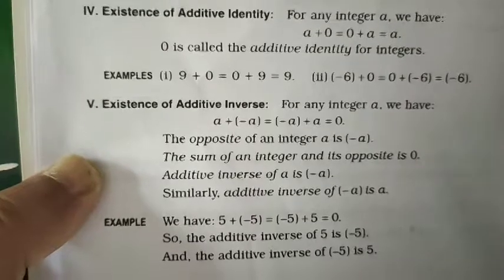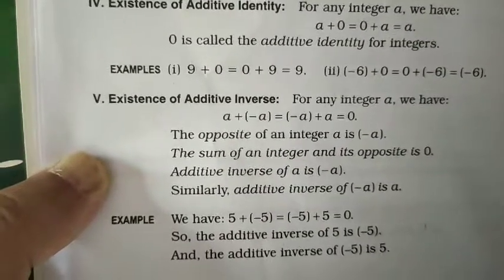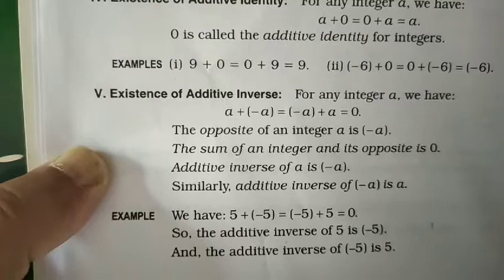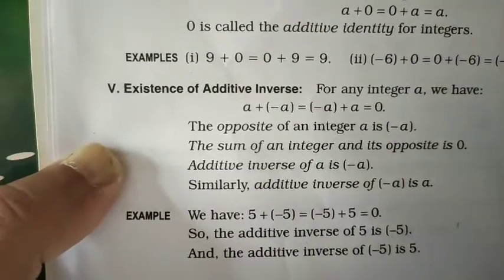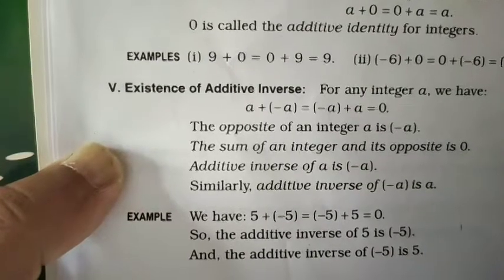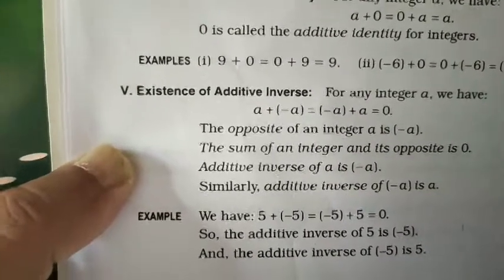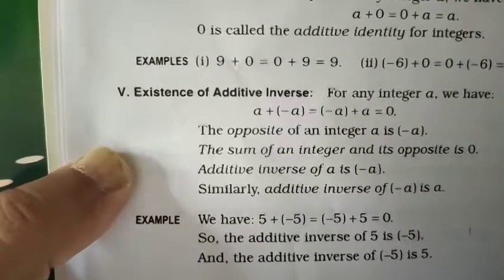Existence of additive identity. For any integer, let us say 5, when we add 0, it will give us the same result. Let us say 5 plus 0 or 0 plus 5, it will give us the same result. So 0 is the additive identity for integers.